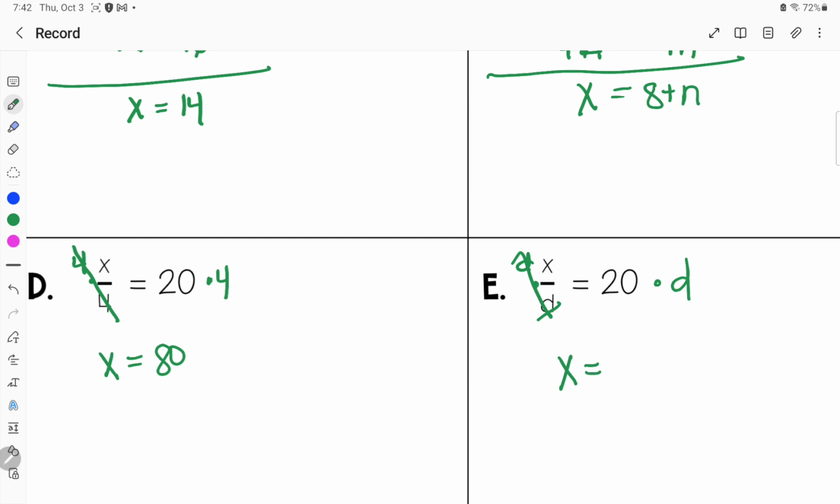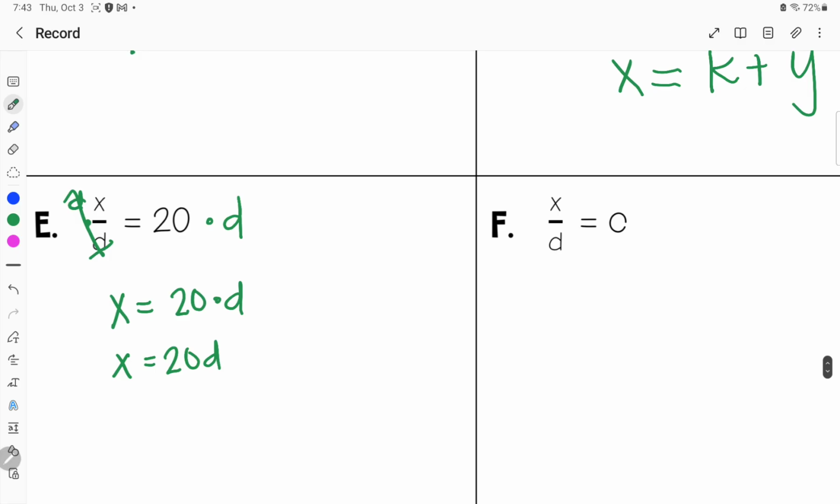Leaving me with x equals, and a lot of you like to still write it like this, but this is going to be the most correct form, just 20d. Either one's acceptable, just the most correct. Again, x is all alone, everything else is on the other side.